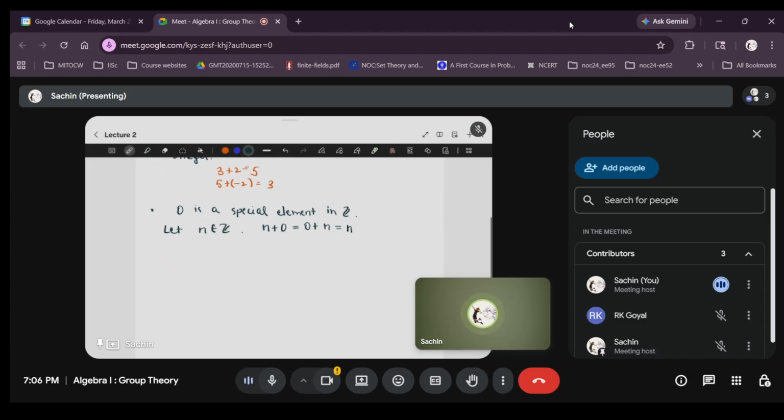So this type of element, the 0, is called the additive identity, or the identity element for addition.